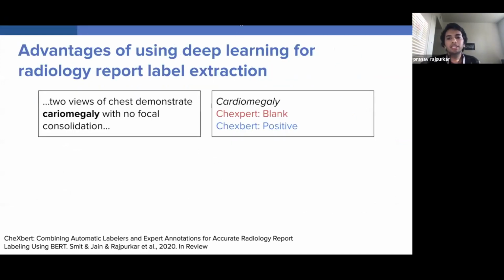Okay, here's an example of where a deep learning system does pretty well. So one is when we're looking at a pathology called cardiomegaly. So this is an enlarged heart. And you can see this radiologist actually misspelled cardiomegaly. They missed the D. And it turns out that if you have a deep learning system, it can actually pick up when spelling mistakes have been made.